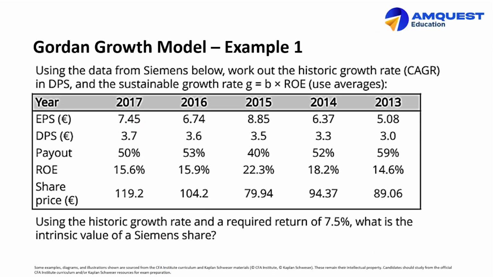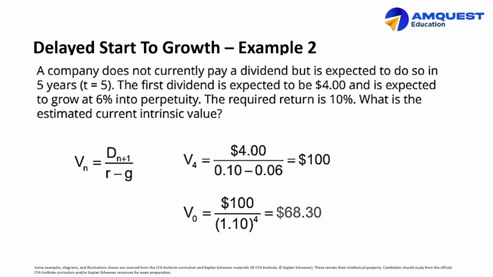We'll do one more question. So moving on. A company does not currently pay a dividend but is expected to do so in 5 years. Okay? So I have D5 as $4. After 5 years I will get a dividend, so D5 is expected to be $4. This is expected to grow at 6% into perpetuity. So G is the perpetual growth rate. G is given to me as 6%. Okay, one task is reduced. Required rate of return K is also given to us. Very good. K is equal to 10%. Now I have to calculate what is the intrinsic value today. So I have to calculate V0.